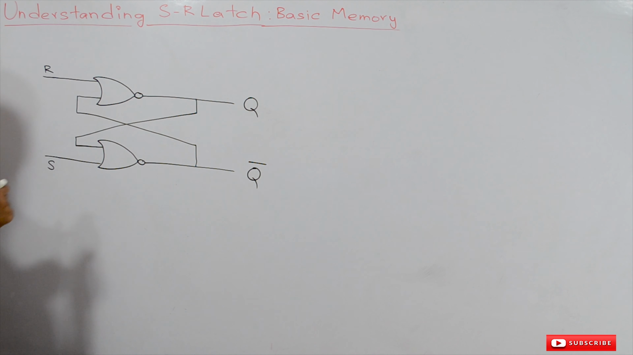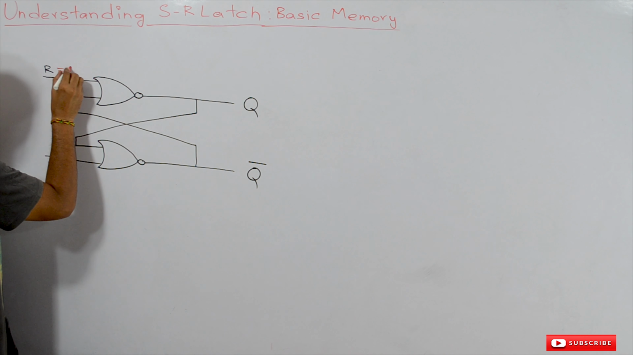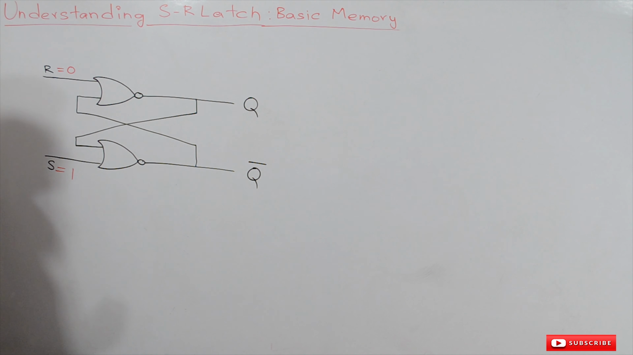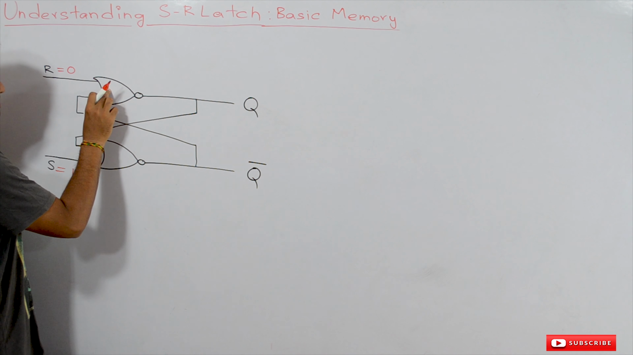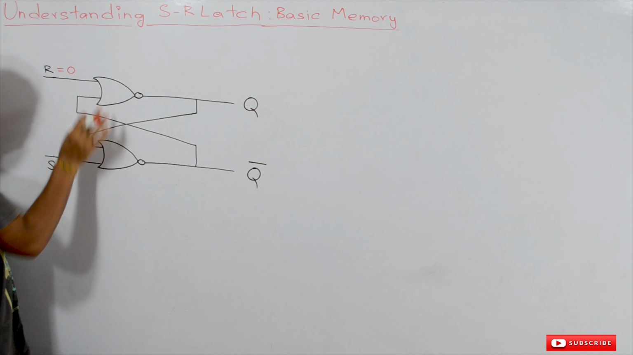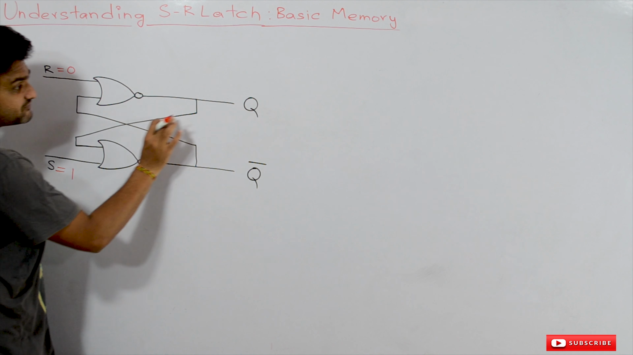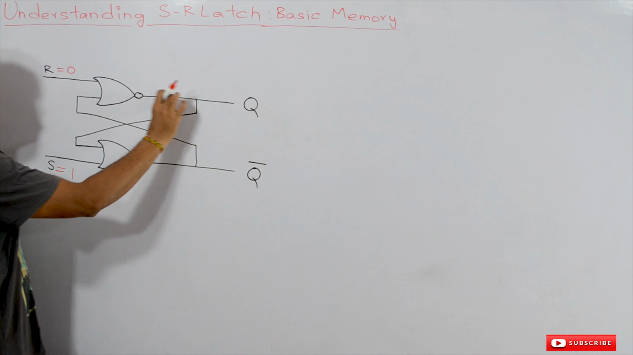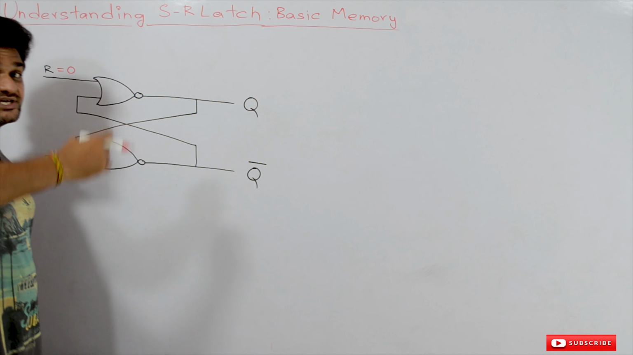For example, we will start with the value of S equal to 1 and the value of R equal to 0. How this circuit is designed is that there are two NOR gates. For this NOR gate the input is S and the other input is the feedback that is obtained from this NOR gate. So the value that has been obtained from this NOR gate is the previous calculation.